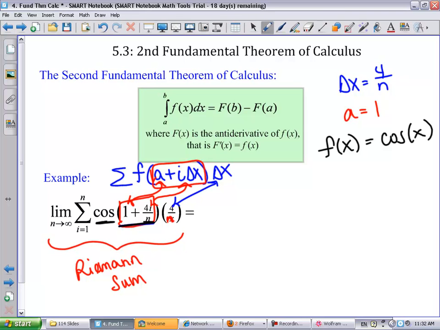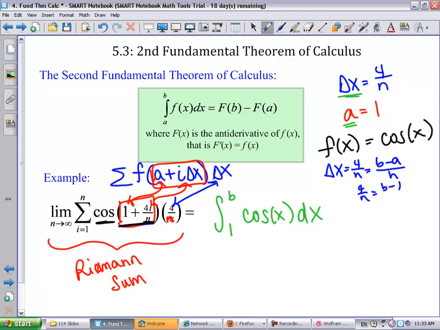All right, so is that enough information for us to write out the integral? This is the same as the integral from 1 to, well, b. We don't know b, do we? Of cosine of x dx. How do we find b? Well, we know everything we need to know, because we know delta x and we know a. Delta x is 4 over n, but it's also b minus a over n. So 4 over n is the same as b minus 1 over n. So what's b? b has to be 5.